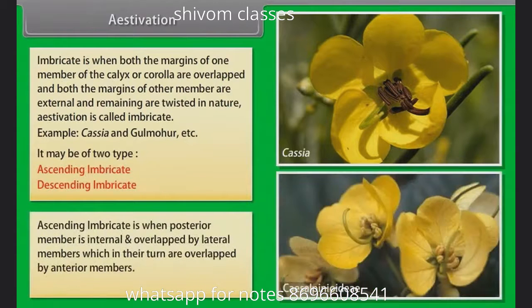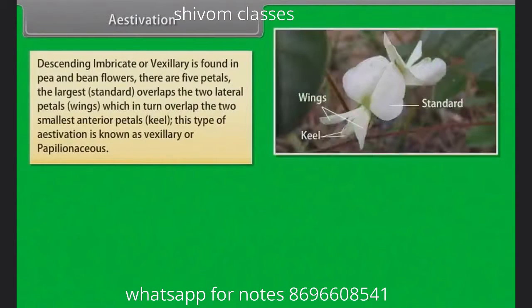Ascending imbricate is when the posterior member is internal and overlapped by the lateral members, which in their turn are overlapped by the anterior members. Example: Cassia sophera. Descending imbricate, or vexillary, is found in pea and bean flowers.